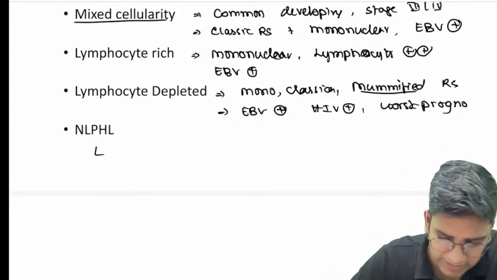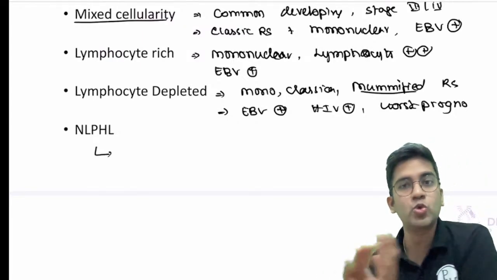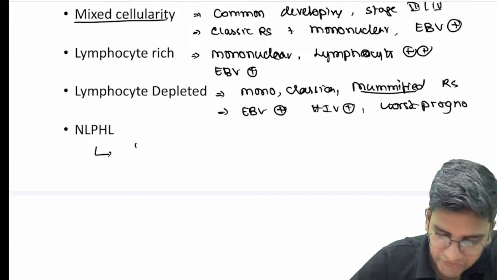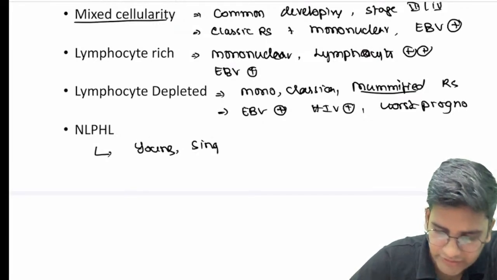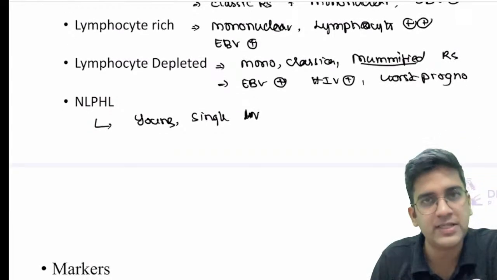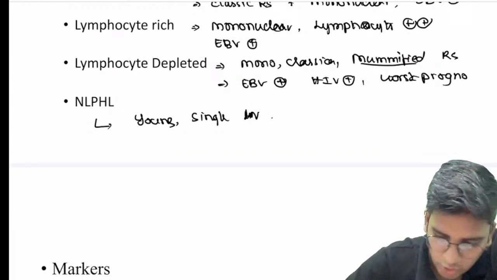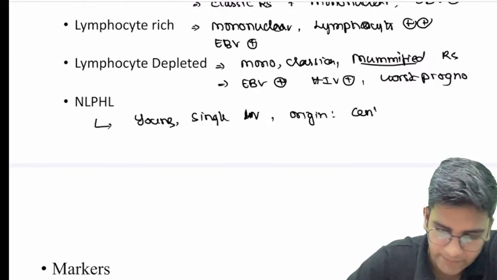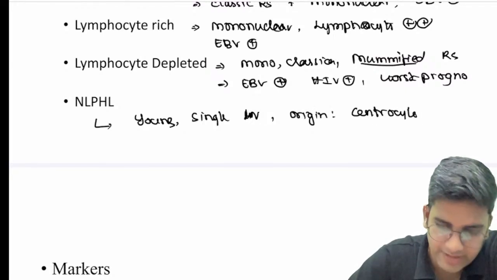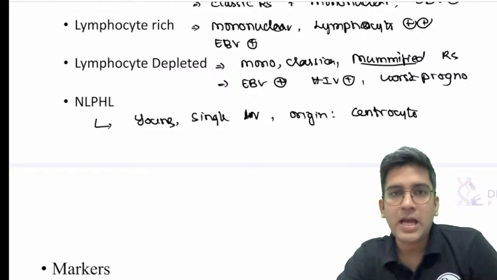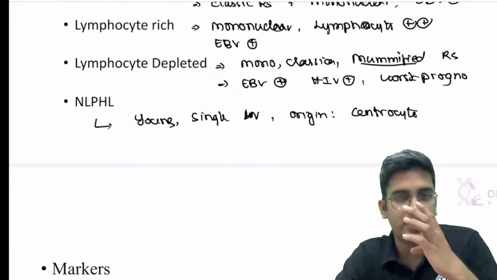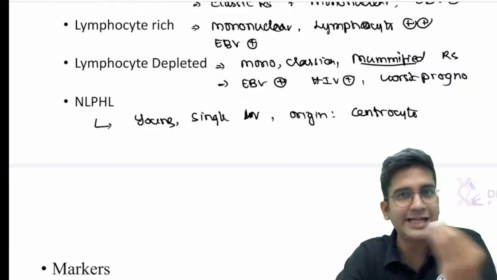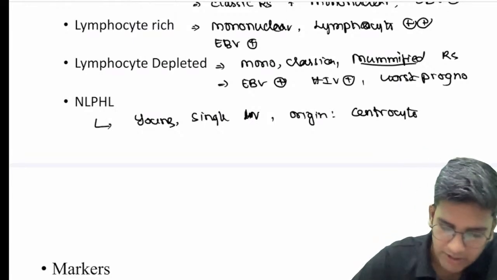Last but not least, NLPHL. NLPHL is totally different. Okay, it's seen mostly in young individuals, mostly with single cervical lymph node involvement. As the name says, it's nodular, right? The origin is also very, very classical. It originates from your centrocyte. Classical centrocyte origin. Mummified cell is destroyed. The entire cell looks completely destroyed, a smudged nuclei, fine. What's the microscopy?